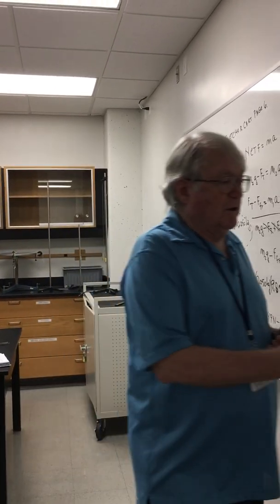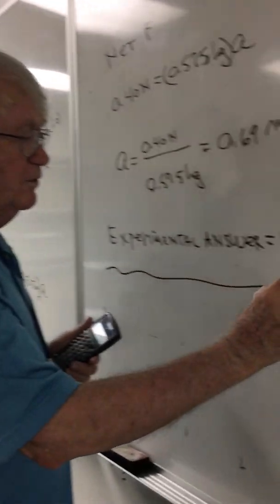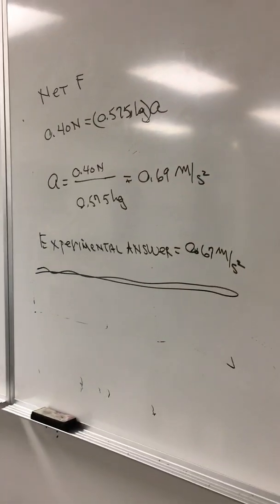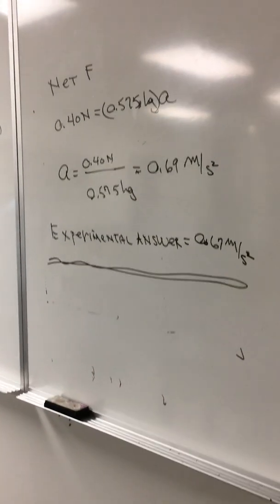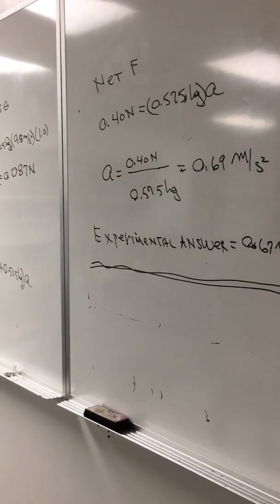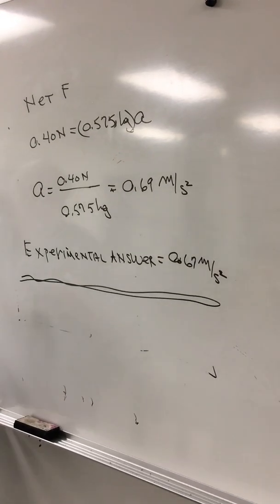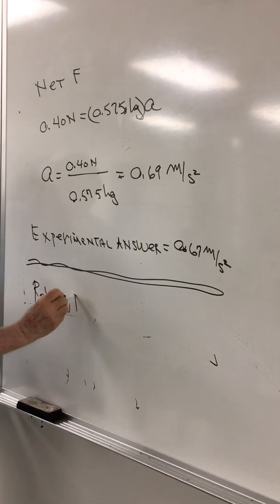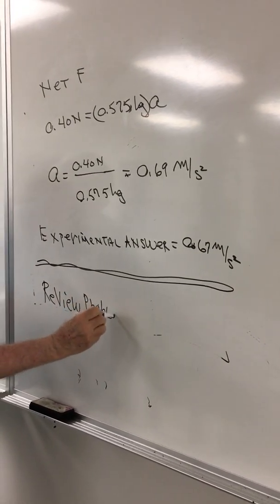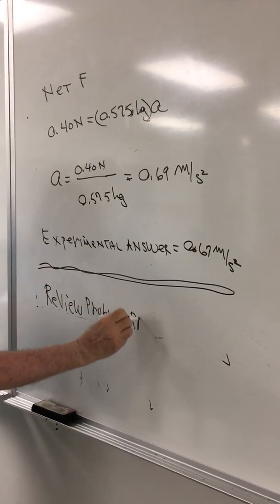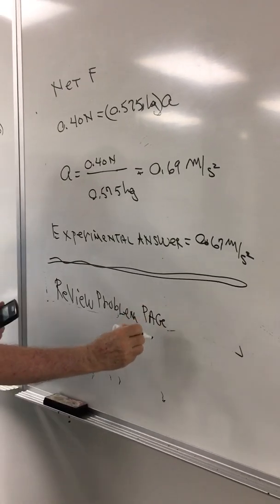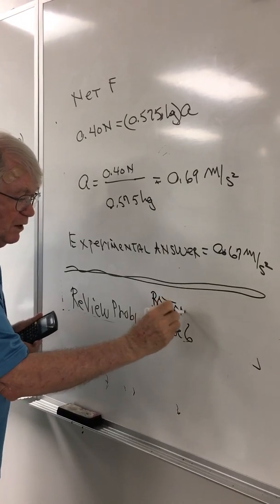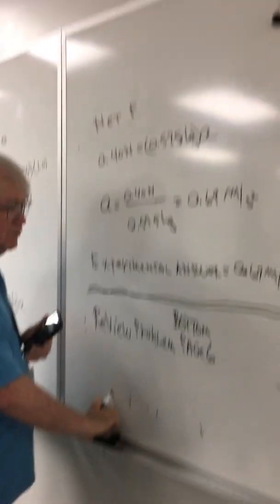Now at the end of this experiment, one of the things you have to do before you submit the experiment is actually do the review problem on the bottom of page 6. So the review problem is on page 6, the bottom, and that's part of the experiment, so you have to make sure you submit that as well.